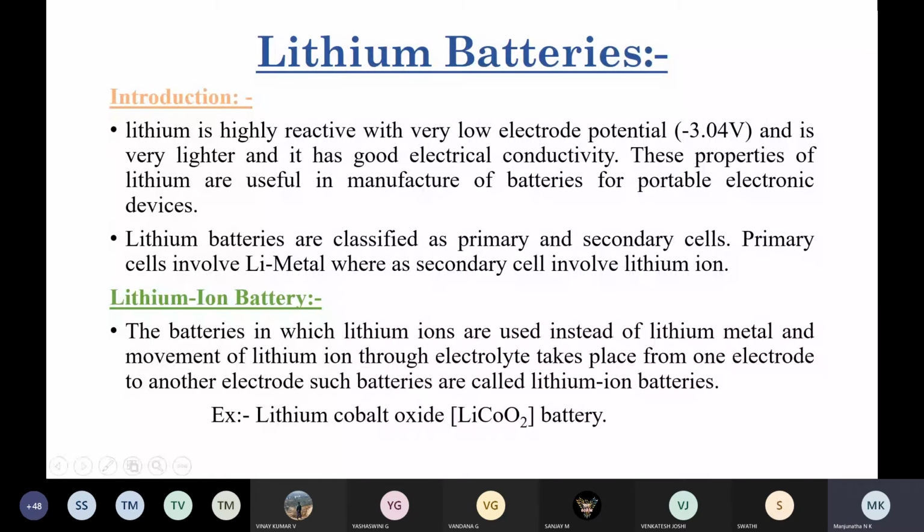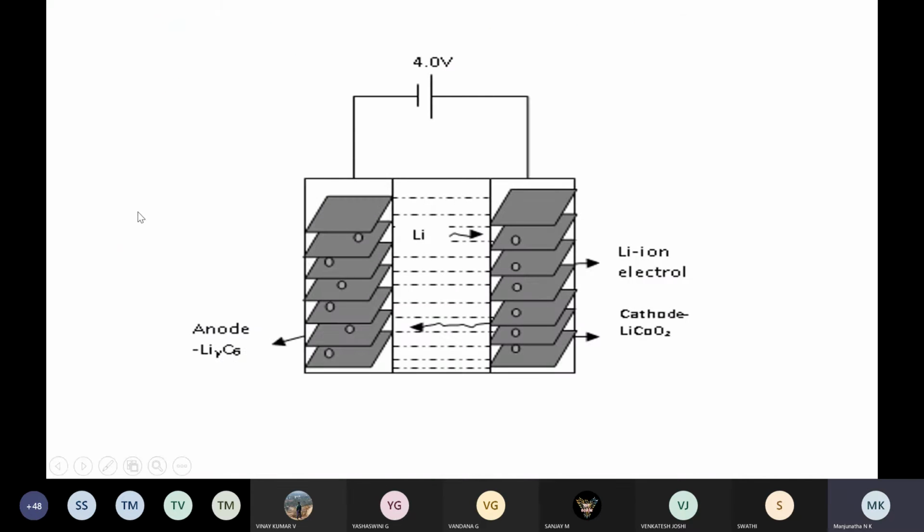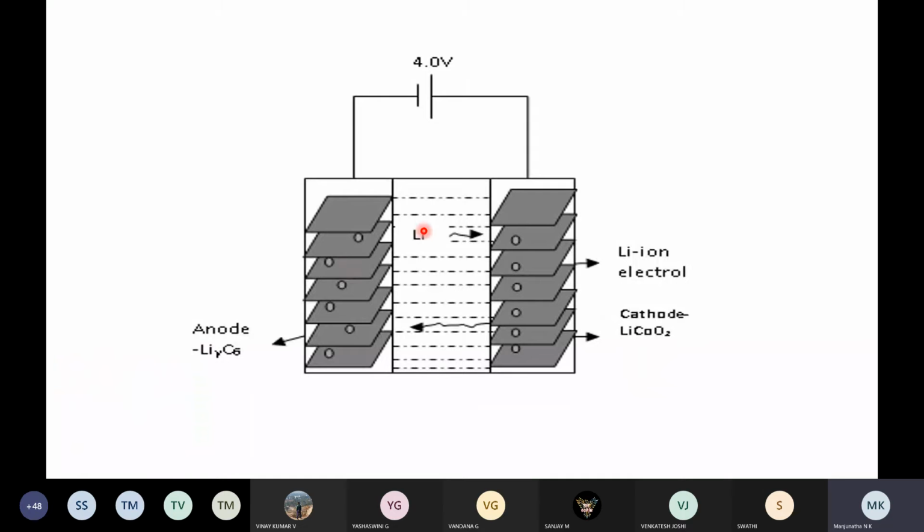The lithium cobalt oxide battery is one example of a lithium ion battery. Coming to the construction and working of the lithium cobalt oxide battery, see, this is a lithium cobalt oxide battery. First, the construction. The lithium cobalt oxide battery consists of a lithium carbon material with copper aluminium foil as current collector. It acts as an anode.